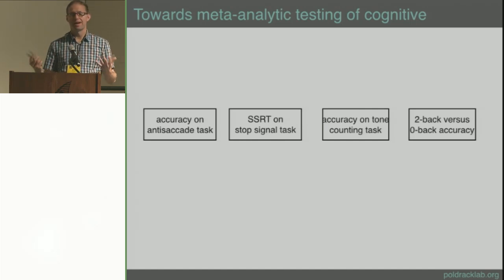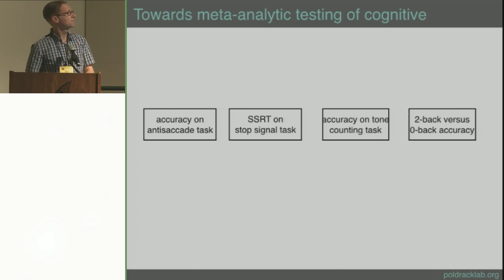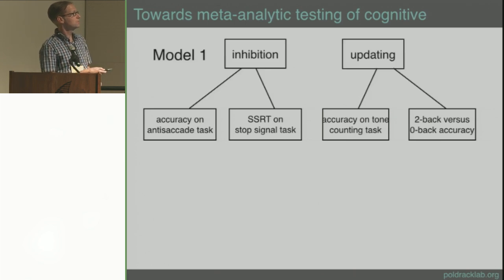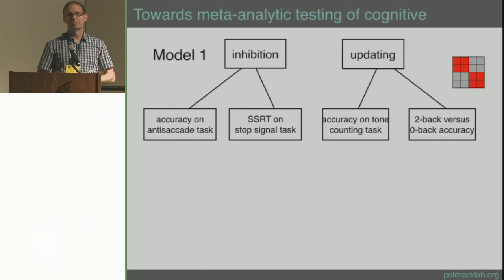Here's an example of how we might think about testing whether we're chopping things up right or wrong. I'm going to do it just with behavioral measures here. Let's say we have four different behavioral measures, and I have a theory that says these two measures are related to something called inhibition, and these two are related to something called updating. It's important to note that those imply a particular covariance structure for those measures. These two should be more correlated with one another because they have this latent factor in common.